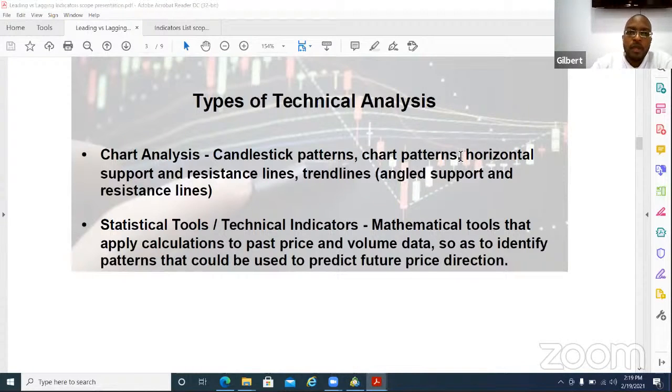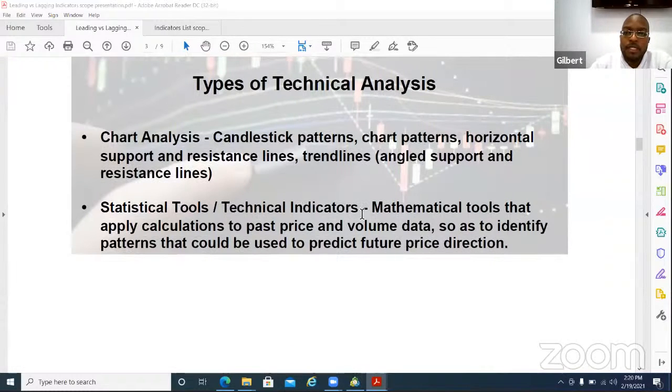All right. So the other type of technical analysis is statistical tools, the use of statistical tools or technical indicators. Now, these technical indicators are mathematical tools that apply calculations to the past price and volume so as to identify patterns that could be used to predict future price direction. So whereas in chart analysis, we're trying to establish where the prices are going to go just by marking the support and resistance levels, the statistical tools are calculating these prices, and they're able to tell us whether maybe we're above the average price, so therefore we're in an upward trending market, or maybe we're below an average price, and therefore we're in a downward trending market.